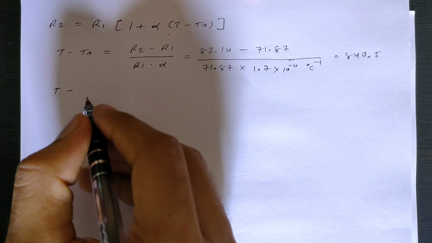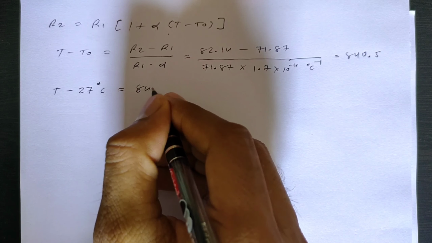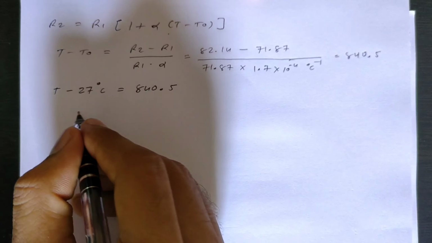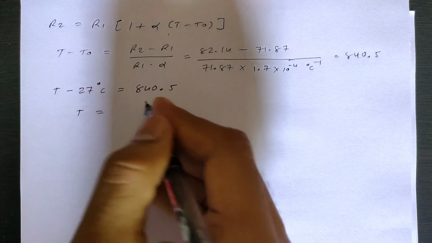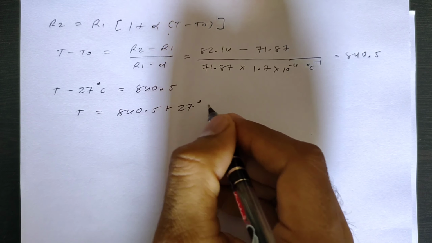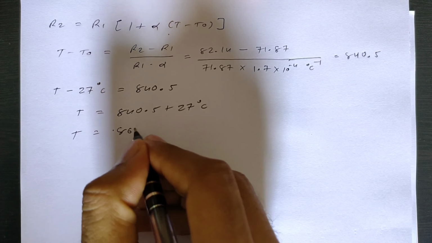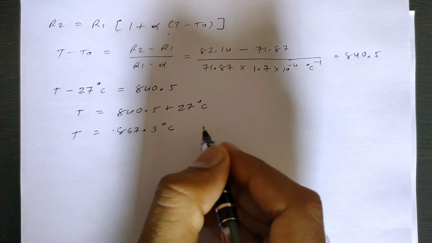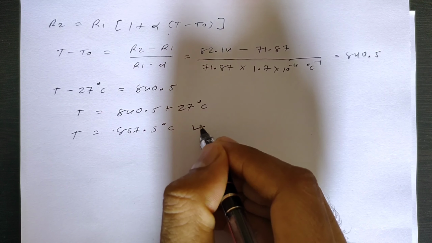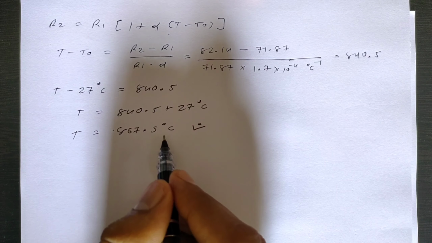T0 is 27, which is room temperature, or you can say reference temperature. So T minus 27 degrees Celsius is equal to 840.5. So T is equal to 840.5 plus 27 degrees Celsius. So our final answer becomes T is equal to 867.5 degree Celsius. So we can say the steady temperature of the heating element is 867.5 degree Celsius.